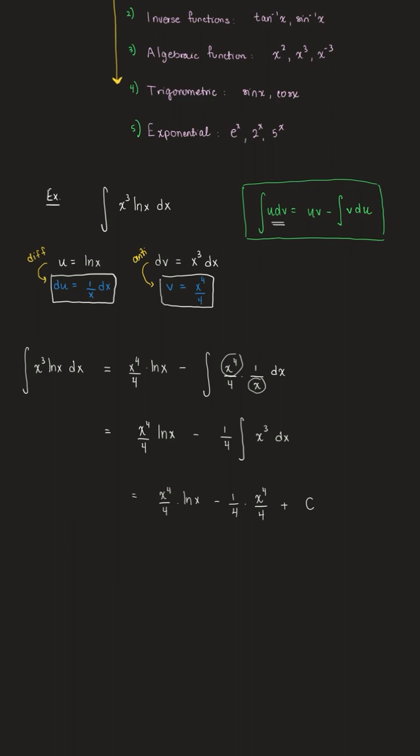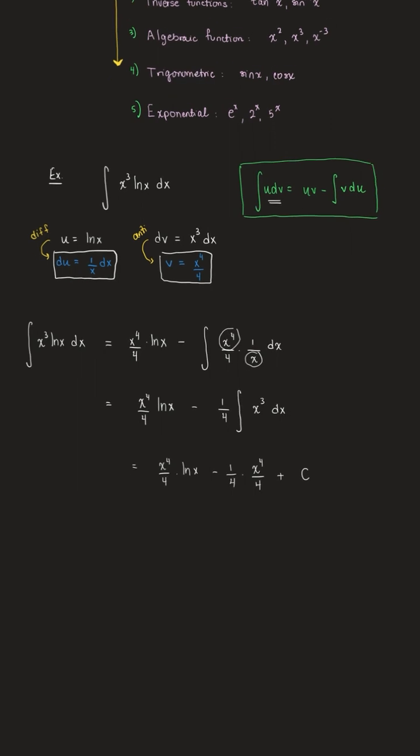And then finally, let's just multiply that 1/4 times itself. So we have x to the 4 over 4 times the natural log of x minus x to the 4 over 16 plus c. And that is our first integration by parts example using our acronym LIATE to figure out how to choose u.